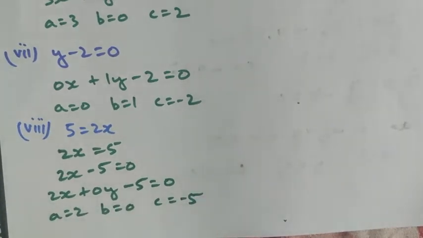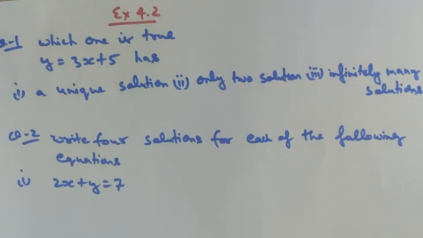So with this we have completed 4.1. We will move to exercise 4.2. Okay, exercise 4.2, question number 1. Which one of the following statements is true and why? So first one, y is equal to 3x plus 5.